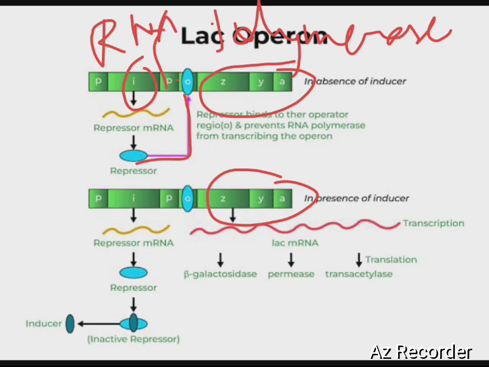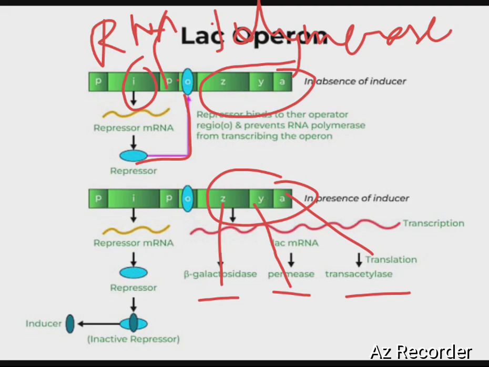These are the structural genes, where Z codes for the enzyme beta galactosidase, Y codes for permease, and A codes for transacetylase. So what does beta galactosidase do? It breaks lactose into glucose and galactose. And what does lac Y, which codes for the enzyme permease, do? This protein is found in the E. coli cytoplasmic membrane, which actively transports lactose into the cells.